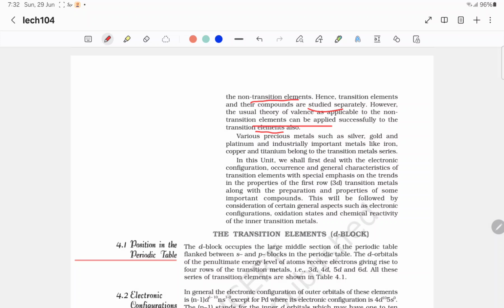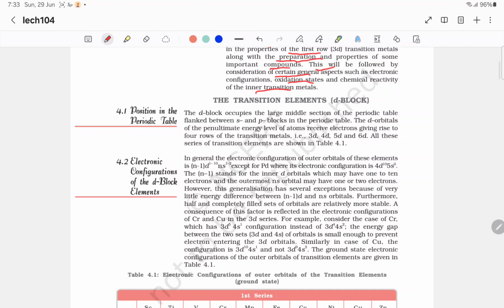Various precious metals such as silver, gold and platinum and industrially important metals like iron, copper, titanium belong to the transition metal series. In this unit, we shall first deal with the electronic configuration, occurrence and general characteristics of the transition elements with a special emphasis on the trends and the properties of the first row 3d transition metals along with the preparation and the properties of some important compounds. This will be followed by the consideration of certain general aspects such as electronic configuration, oxidation states and chemical reactivity of the inner transition metals.